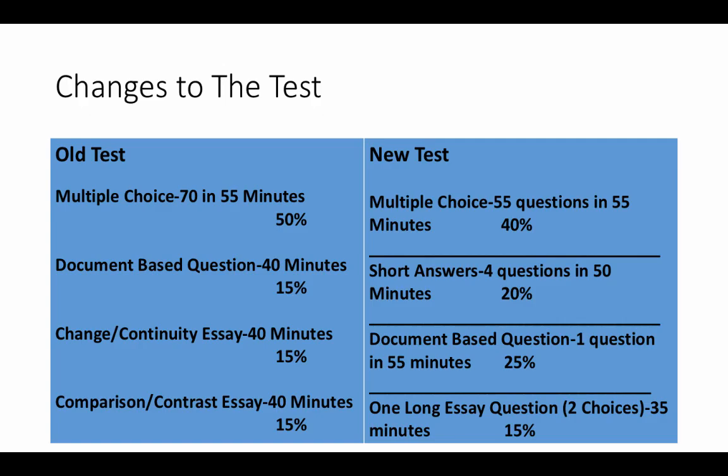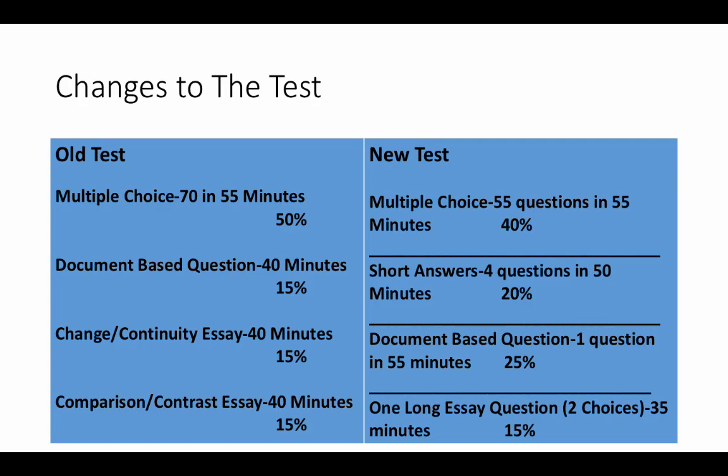In the new test, there is multiple choice, there are 55 questions in 55 minutes, and these multiple choice questions now are no longer discrete multiple choice questions. They are basically based upon what are called stimulus or a primary or secondary source. Students are asked then to analyze those sources in about 4 to 5 multiple choice questions. That's 40% of the test.